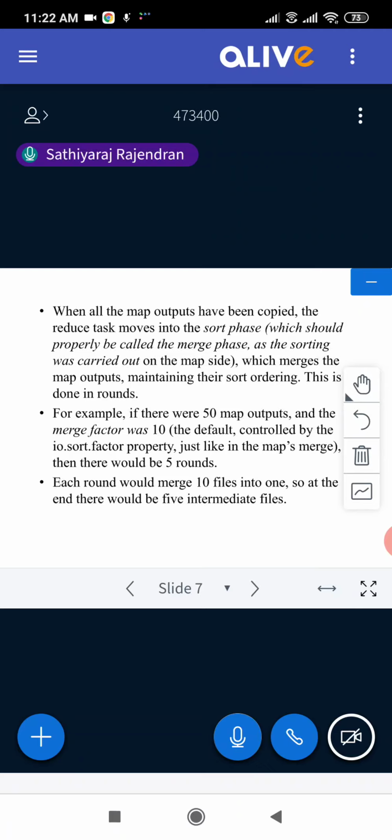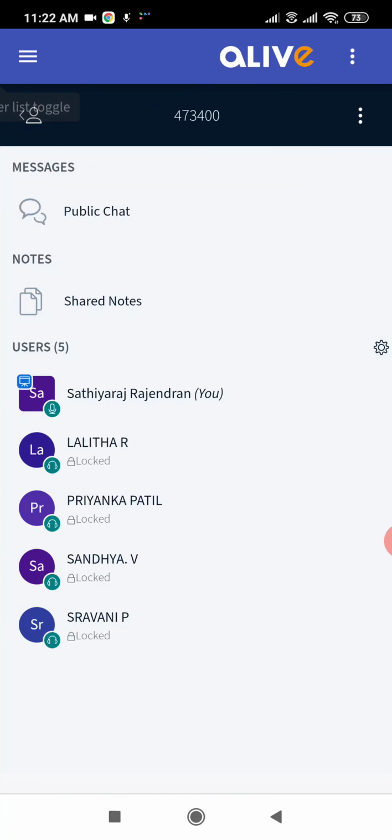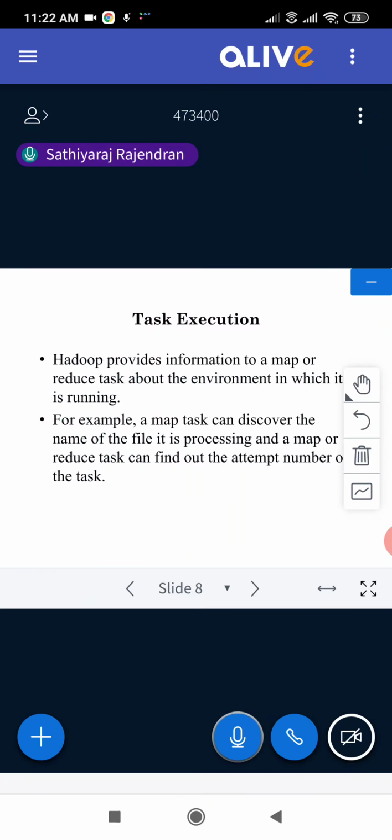So it is about shuffle and sort. Shuffle and sort is the logic, or the idea, behind how MapReduce works. Where is the shuffle being performed, and where is the sort being performed? To be simple, shuffle is done on the map side, and sort is done on the reduce side. Now the next part is task execution. As I told you, something about speculative execution. Before that, let us talk about task execution.